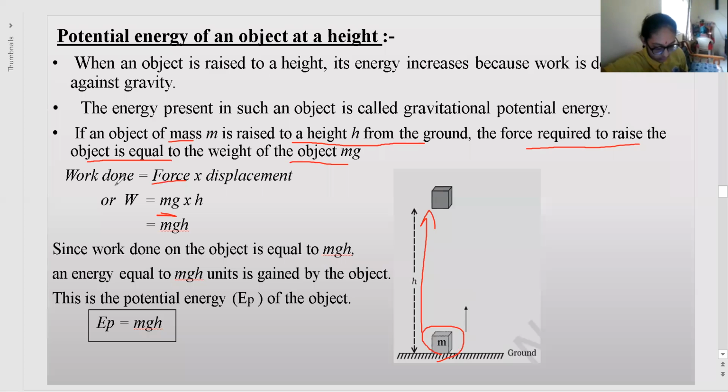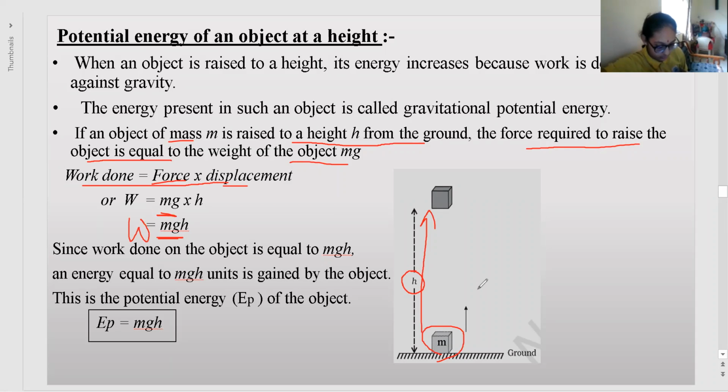Okay, so work done equals force into displacement. This formula we know. Now force can be written as mg, where g is the gravity, and displacement is h over here because it's a height. So finally it becomes mgh. So W equals mgh.